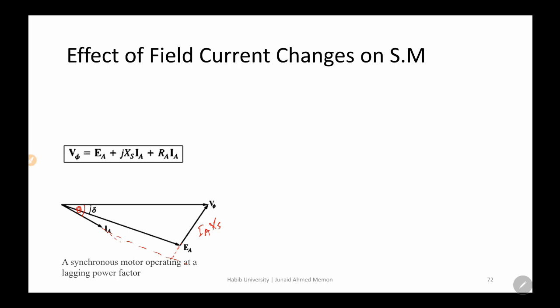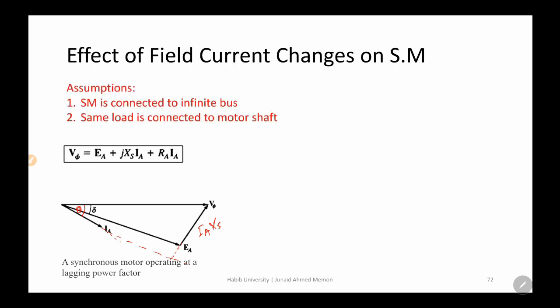What we want to study right now is how the field current is going to affect the synchronous motor. In order to see the effects of the field current, we need to impose certain conditions, ensuring that we are not changing other parameters. We only want to study the effect of the field current. So what are the assumptions here?